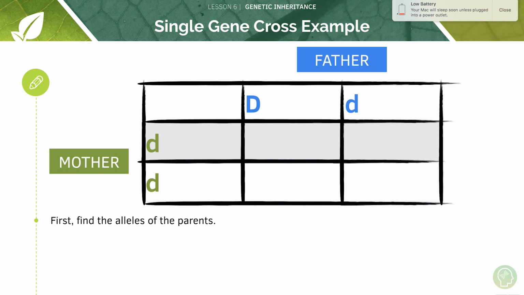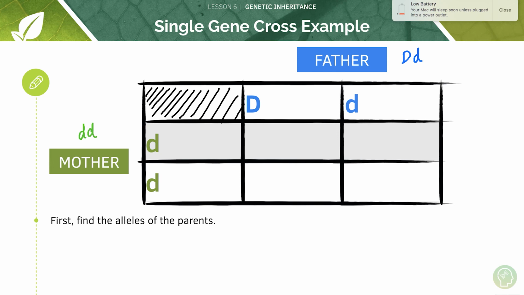So first what you do is you make your table. Now this box is always going to be left empty. Now you can interchangeably put the father or mother between these 2 spaces, but we're going to put father up here, mother here. Now we know the father's genotype is heterozygous. We know mother's genotype is homozygous recessive.